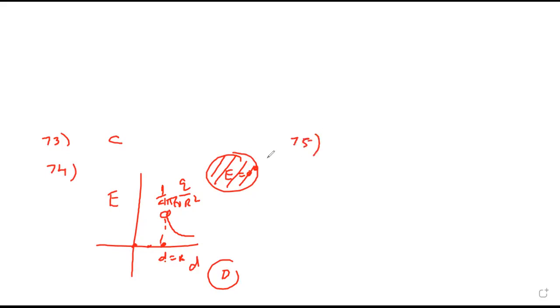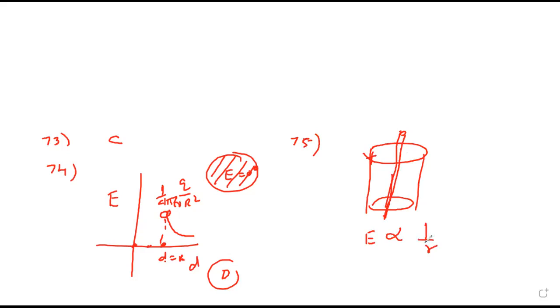75. The magnitude of electric field E in annular region. Annular region means circular region of a charged cylinder. If this is a charged cylinder, electric field we want in the annular region. Electric field is proportional to 1 upon r for a cylinder. Therefore C.